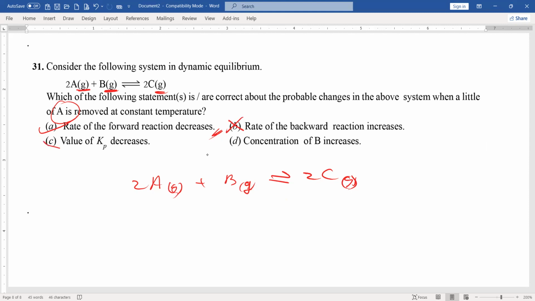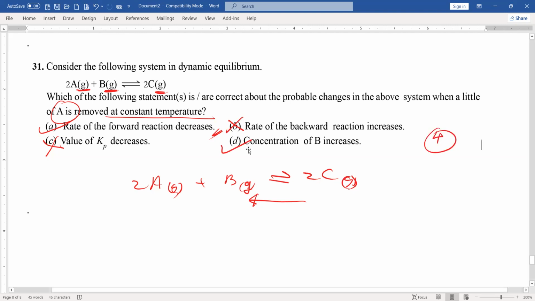Does the value of Kp decrease? Never. Kp depends only on the temperature. They don't say anything about the temperature changing, it says at constant temperature. At constant temperature, Kp is constant. Then, will the B concentration increase? Yes, definitely, because the reverse reaction takes place to a great extent. When A is produced, B will also be produced. Therefore, the B concentration increases. A and D are correct. So the answer is the fourth one.